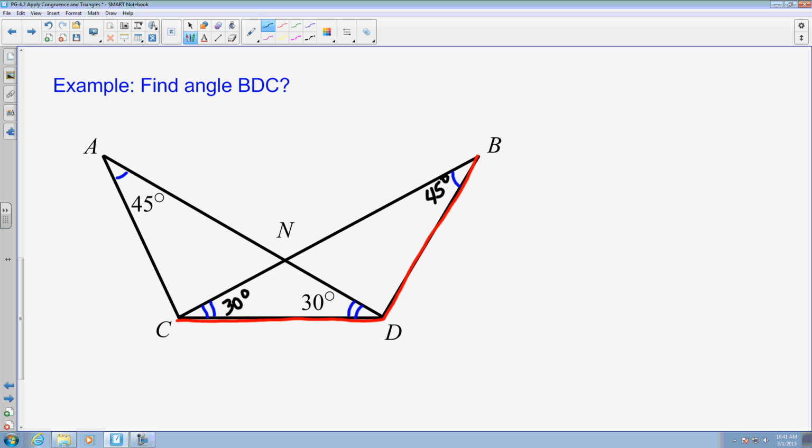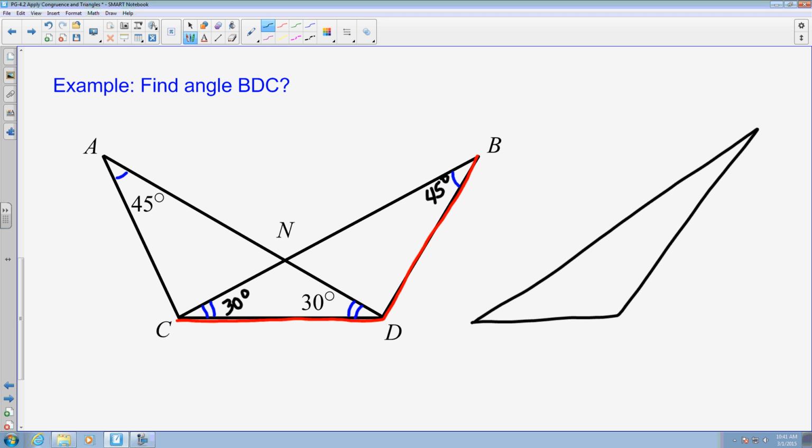So if I were to kind of draw this out, I would have a triangle that looks like this. I got C, D, B, and I got this little line here, so I know that this is 30, this is 30, and this is 45. I don't know what this is, so I'm just going to call it X. So X represents this angle, but that's not what we're looking for. What they want is this angle here.